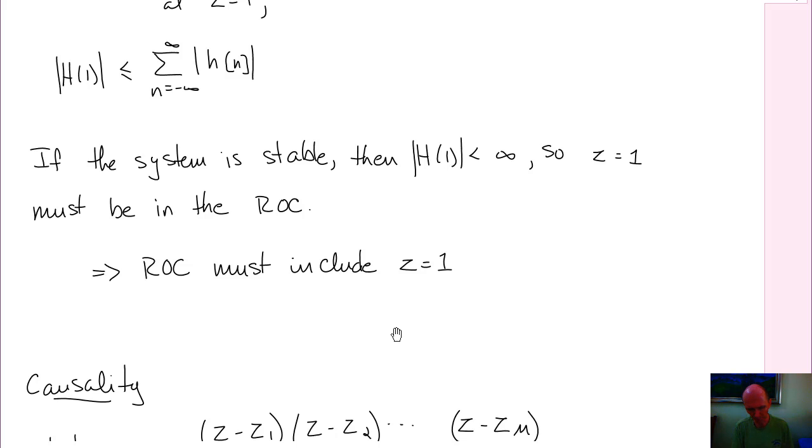So when we want to determine stability, looking at the z transform, the transfer function, what we do is we look at the region of convergence. If the region of convergence includes 1, we say the system is stable. If it doesn't include 1, well, then the system won't be stable. So it's rather easy to determine stability. It's by inspection that we can determine stability if we have the transfer function with its region of convergence.